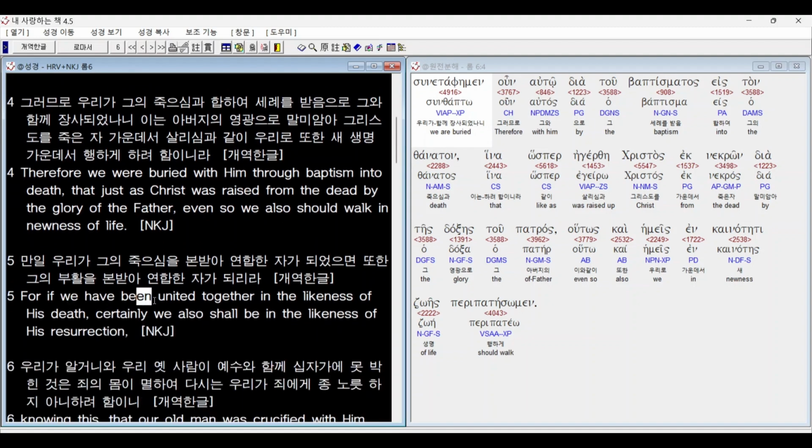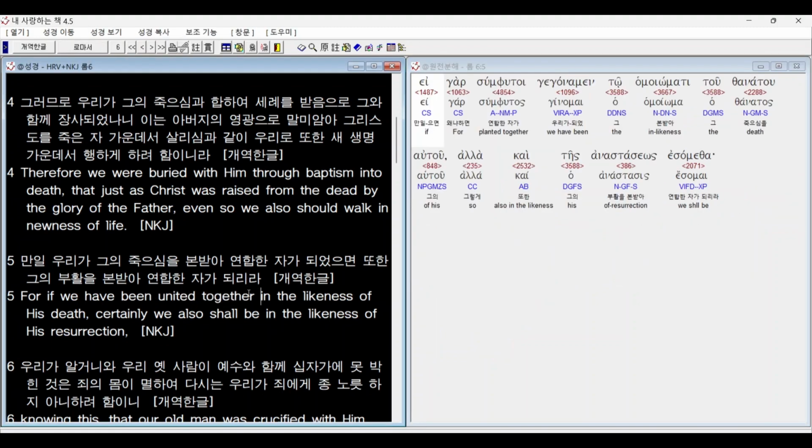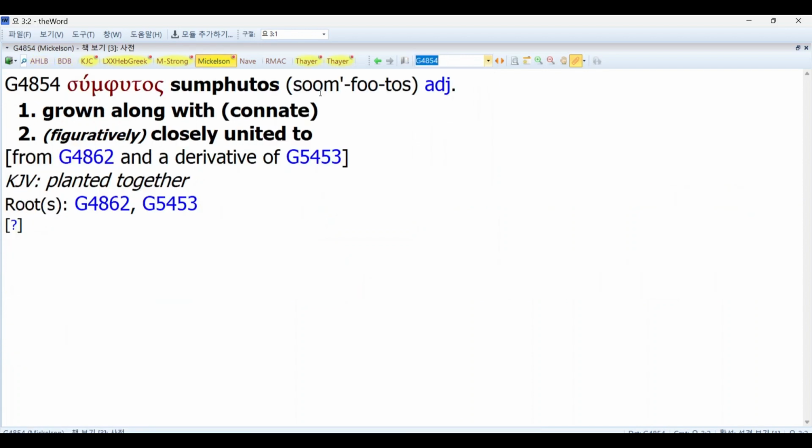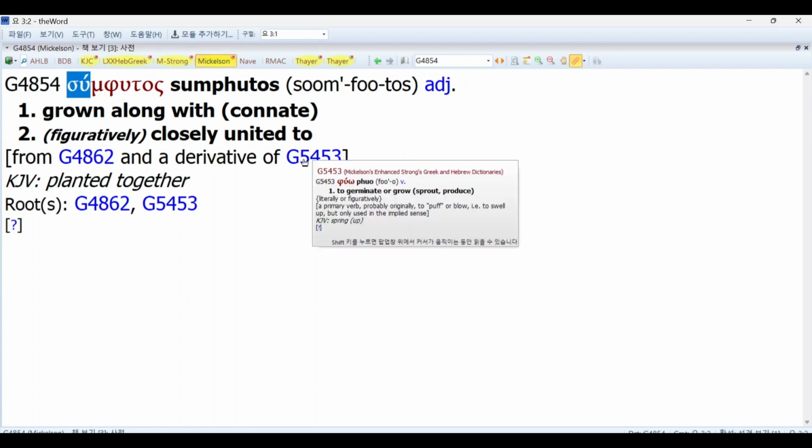If we have been united together, shimpitos. King James says planted together, New King James united together. It is a beginning to the end process if we go to the dictionary 4854. You see, grown along with. Shin, which is together. Putos. Putos is the germinate or grow.